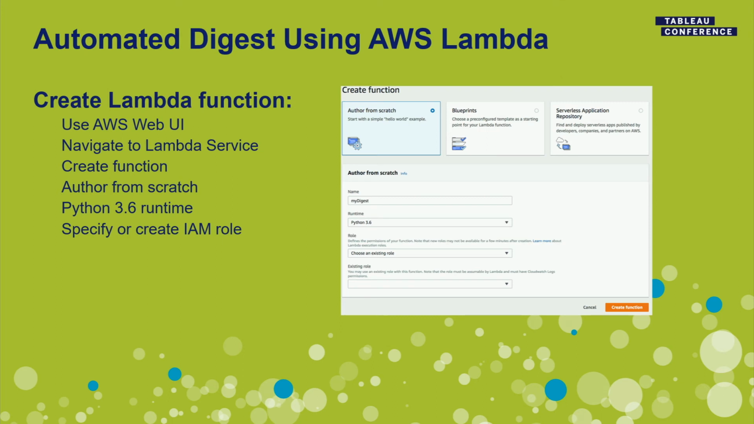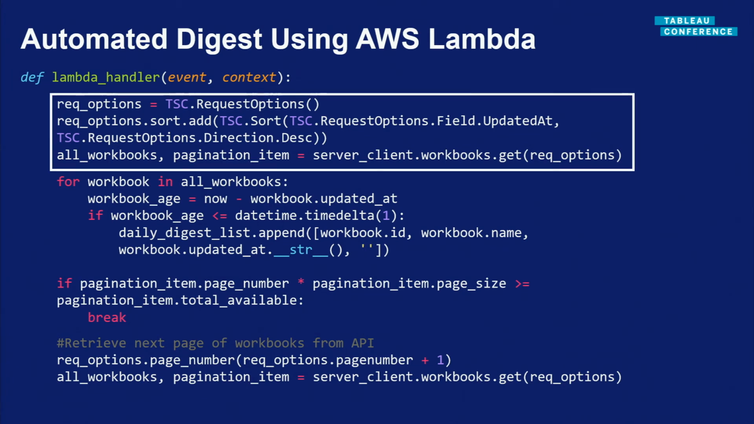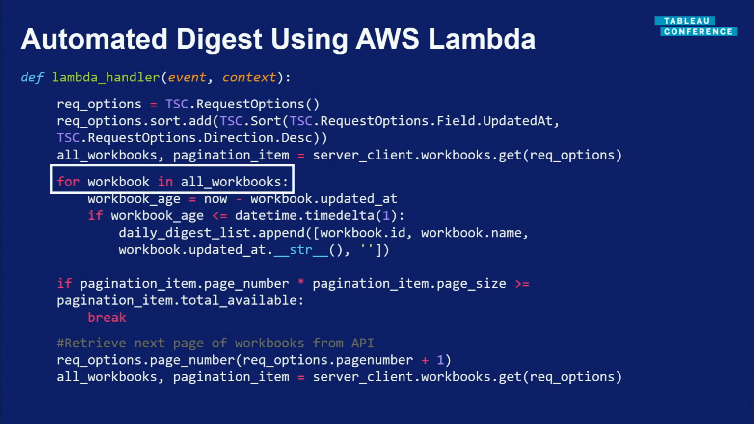This will then take us to an editor page where we can enter and edit our code. And here's what the basic code for that digest would look like. We're not going to dive too deep into it here, but the full content is available online in our code repo. So all Lambdas require a handler entry point that takes an event and context as parameters. Once we're inside the Lambda, we're going to get all the workbooks sorted by the updated at field in descending order. We will iterate through those workbooks.